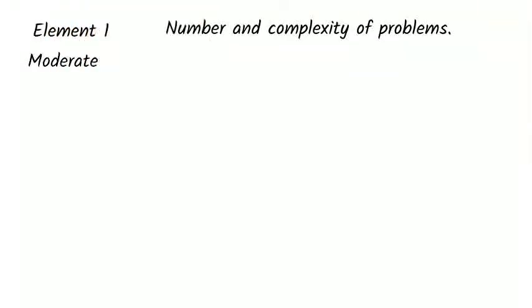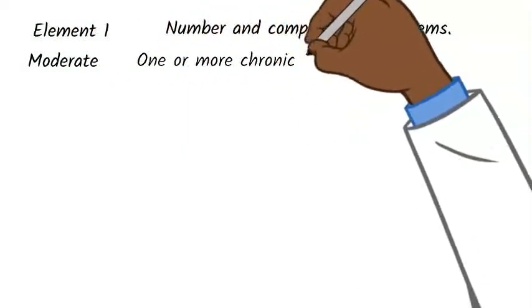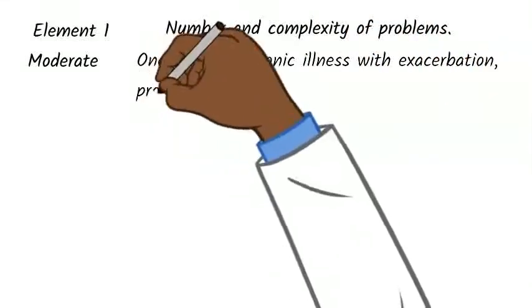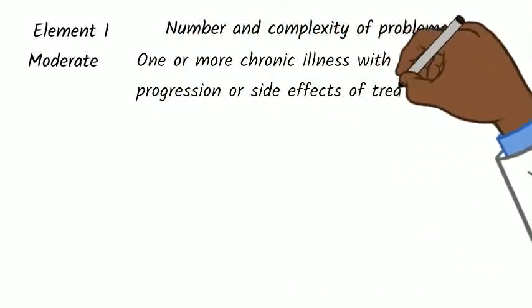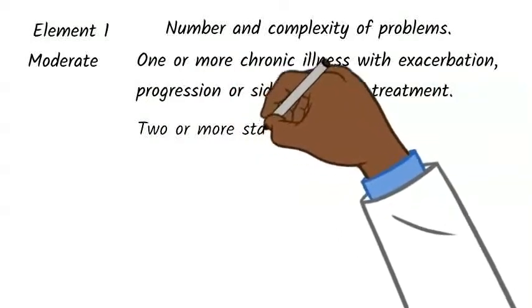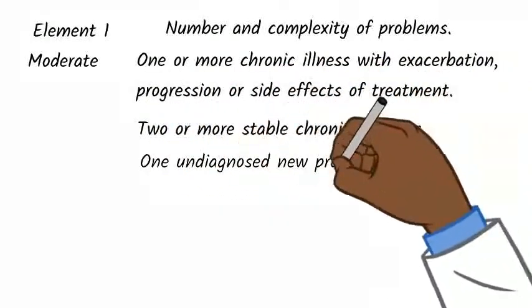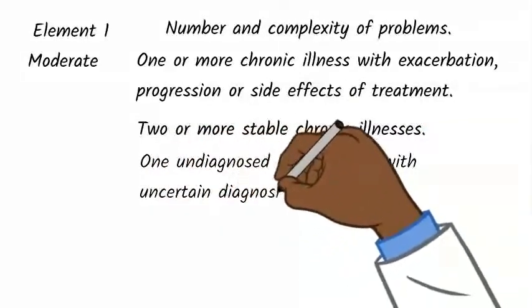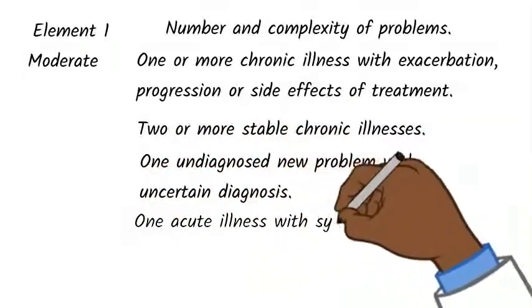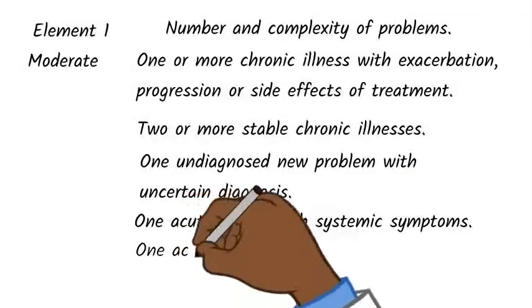Next is moderate. Here there may be 1 or more chronic illness with exacerbation, progression or side effects of treatment, or 2 or more stable chronic illnesses, or 1 undiagnosed new problem with uncertain diagnosis, or 1 acute illness with systemic symptoms, or 1 acute complicated injury.